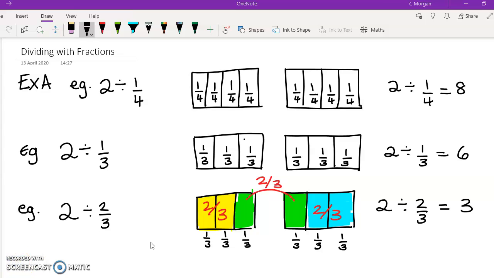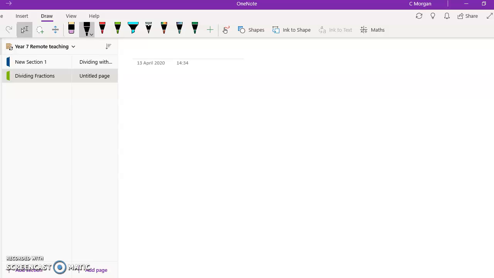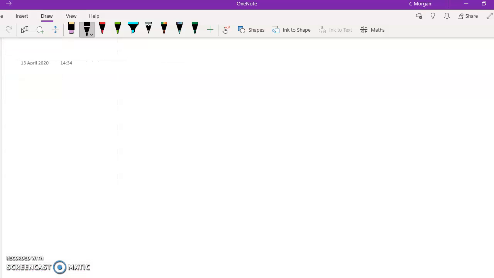So we have just divided a whole number by a fraction. With the use of diagrams, you can answer questions like that relatively easily. I'm going to go on to a new page now. I'm going to add a page, and I'm going to ask you to have a go yourself. I'm going to add a couple of questions like this. So now it's your turn.